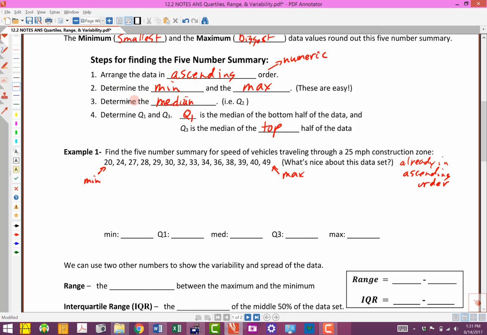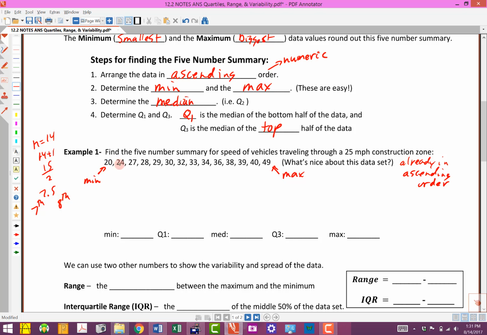It says determine the median. The next thing we want to do is find the median. Well, we've got to count how many there are. There's 1, 2, 3, 4, 5, 6, 7, 8, 9, 10, 11, 12, 13, 14. So there are 14 here. So n is equal to 14. So that means 14 plus 1 is 15, divided by 2 is 7.5. That means it's going to be between the 7th one and the 8th one.